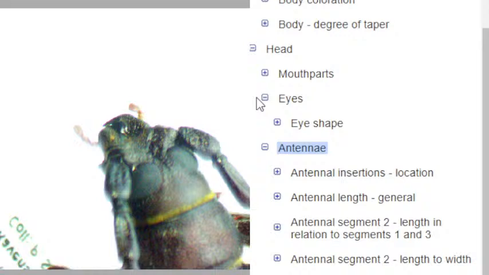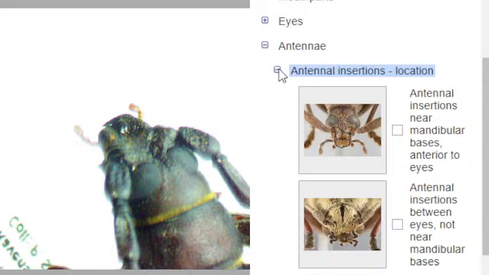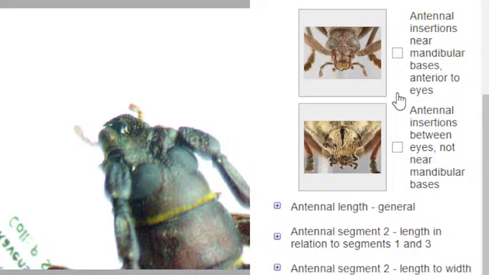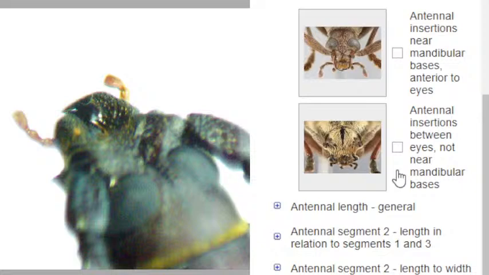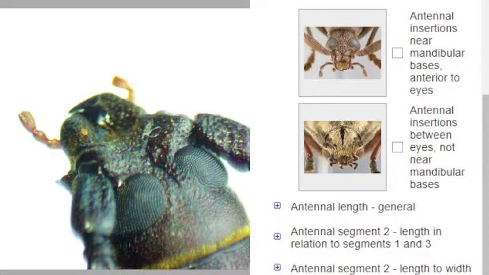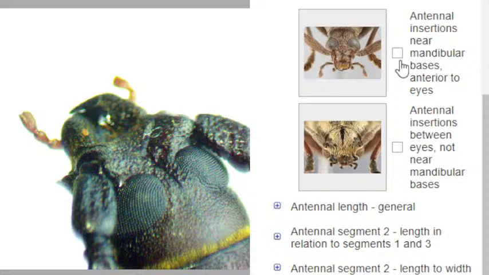What about the antenna? We can kind of see those right now. Let's see where the antenna is inserted. So it's asking if the antenna are inserted near the mandibles or if they're inserted between the eyes and not near the mandibles. I think I want to go near the mandibles. Let's look at this picture.